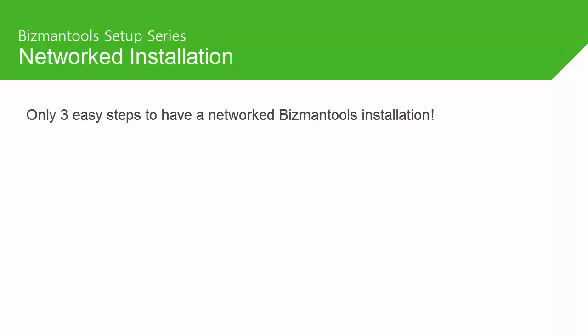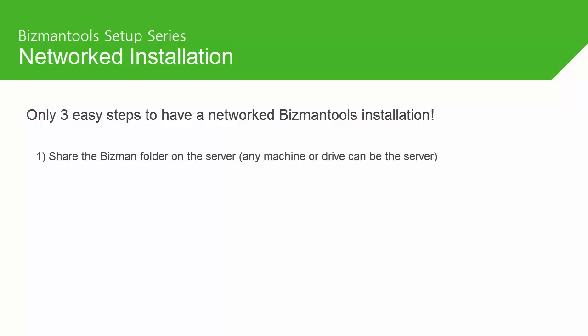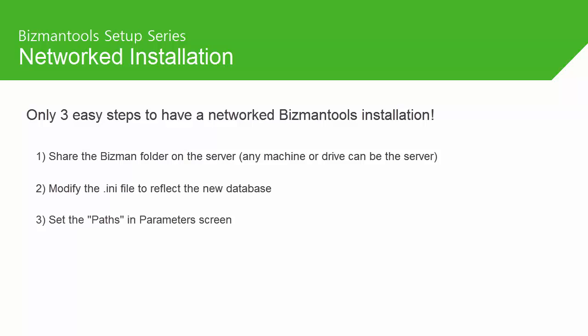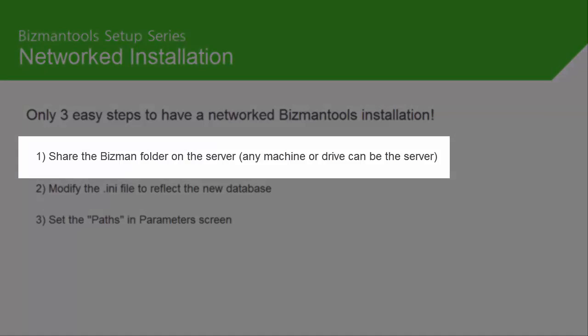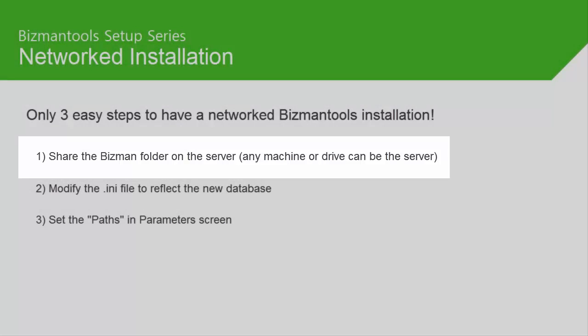Let's have a look at how to set up a networked installation. There are only 3 steps to do this. Step 1. Share the Bizman folder on your server. Step 2. Modify the ini file to reflect the new database path. You'll do this on all of the other machines connected to the server. Step 3. Set the paths in parameters screen. Let's take a look at how to share the Bizman folder on your machine.